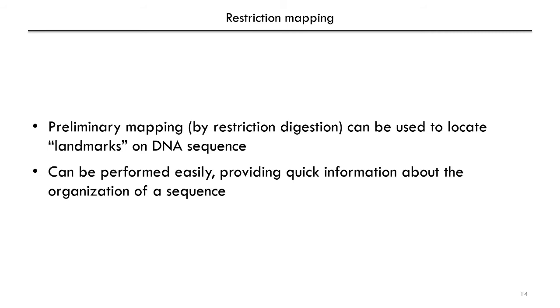Usually, before you do sequencing, there are some other methods that you can perform to get a crude analysis of your DNA. You can do some preliminary mapping. Here we will talk about restriction mapping. You can do restriction digestion and locate restriction sites as landmarks on your sequence of DNA. This could give you some quick information of the organization of the DNA sequence before you send it off for sequencing using Sanger sequencing or high-throughput sequencing.